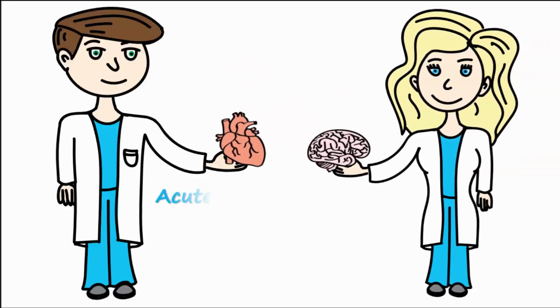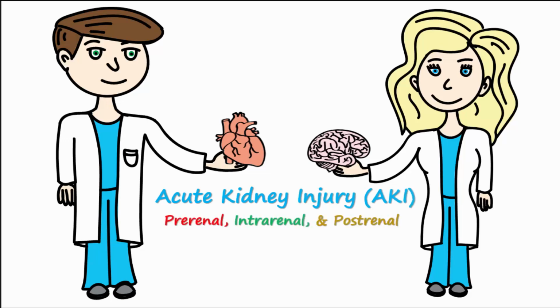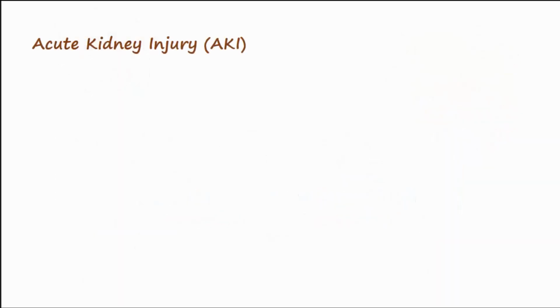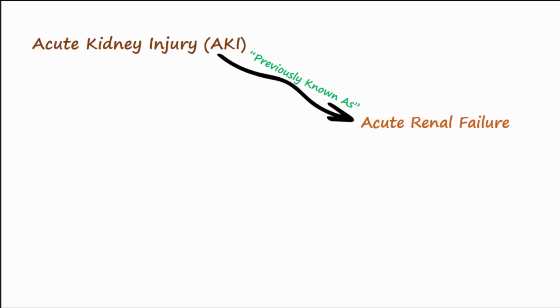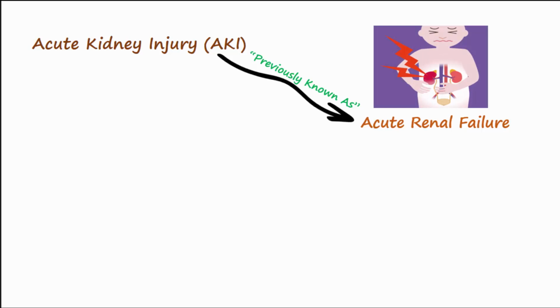Today's topic is acute kidney injury. Acute kidney injury, previously known as acute renal failure, constitutes a sudden decrease in kidney function. It is represented by characteristics such as low glomerular filtration rate, abbreviated GFR, low urine output, or oliguria, and buildup of nitrogen-containing wastes in the blood, like urea and creatinine, a condition termed azotemia.